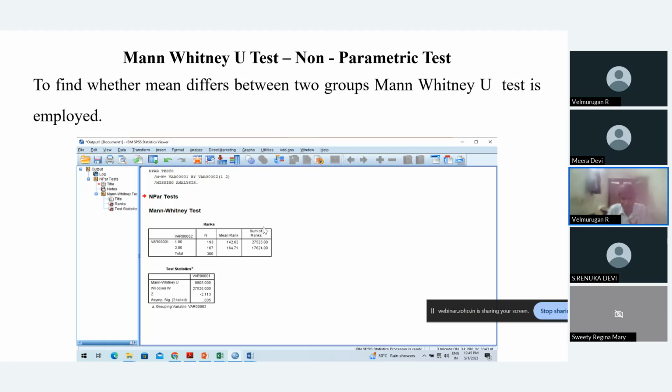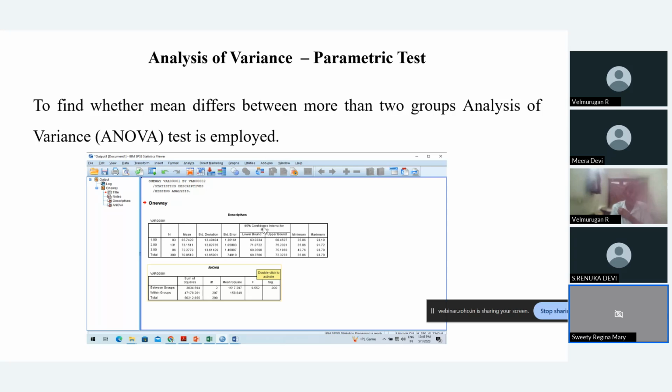Now, to measure the mean difference between two groups, I will suggest a parametric as well as a non-parametric test. As I mentioned, to measure whether the mean differs between two groups, if the population is normally distributed, employ the independent t-test. If the population is not normally distributed, instead of the independent t-test, kindly employ the Mann-Whitney U test. Shall we proceed, ma'am? Yes, sir.